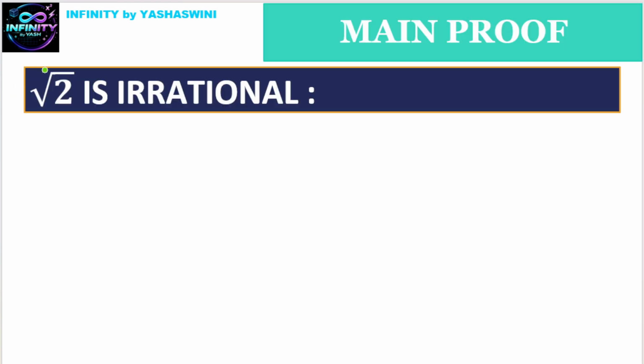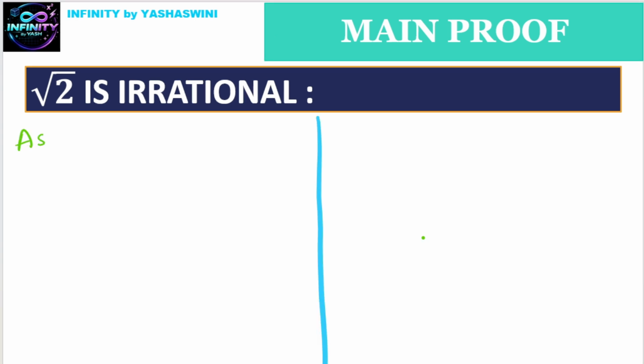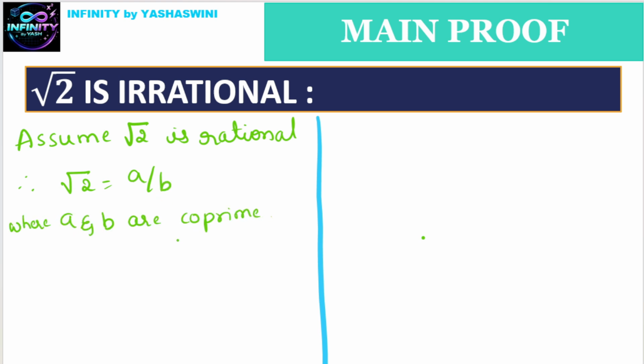Let's find whether root 2 is irrational or not. This is the most important proof. You have to solve it step by step. In the first step, assume root 2 is a rational number. Therefore, root 2 is equal to a upon b because we can represent it in the form of p by q, where a and b are co-prime numbers. Co-prime numbers are two integers that share no common factors other than 1.